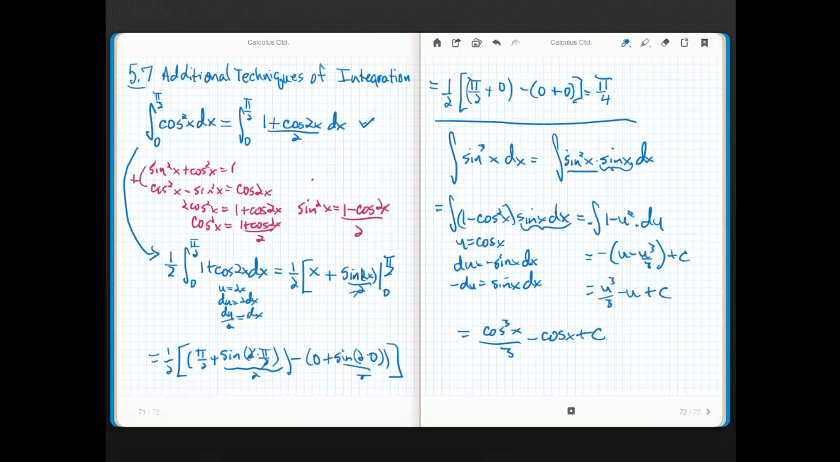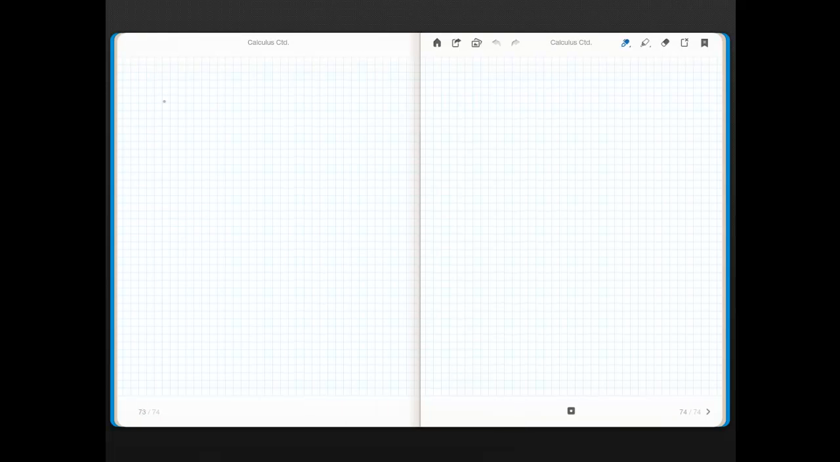Isn't that a fancy little trick? That's not so bad. Now, we can do the same thing with all kinds of nasty functions. Like, let's say that I have the integral of sine squared of x cosine cubed of x dx. Now, watch this guy. So look close.